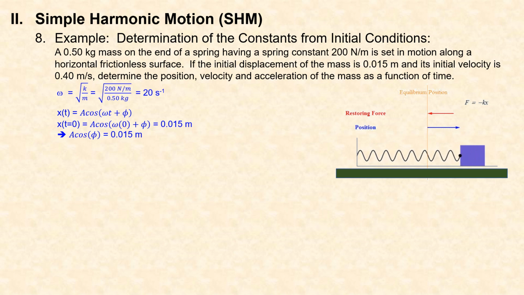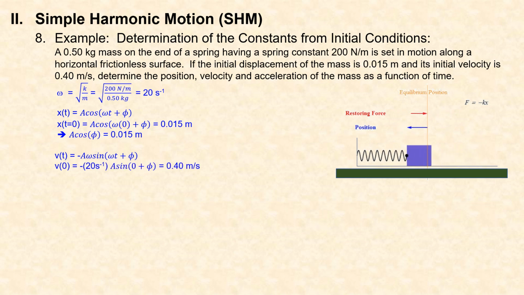The second initial condition we have is information about the velocity of our oscillator at time zero. So using our general expression for the velocity function, minus A omega sine omega t plus phi, plugging in a time of zero, we know the velocity has a value of 0.4 meters per second. When we simplify that, notice that once again we have one equation, two unknowns, but they're the same two unknowns as we had in the equation above for our equation of motion.